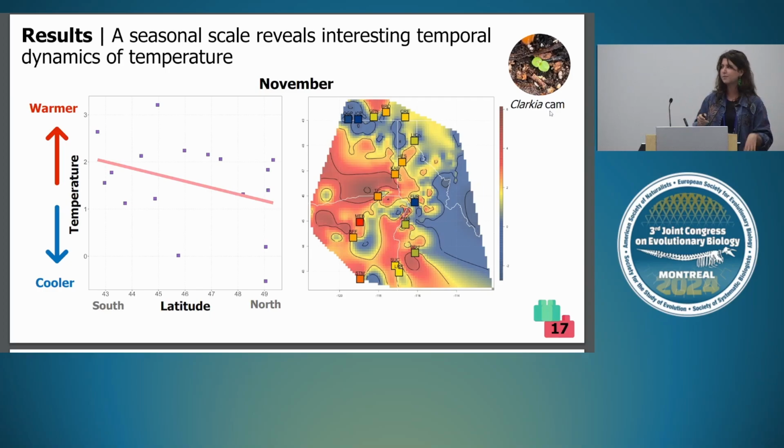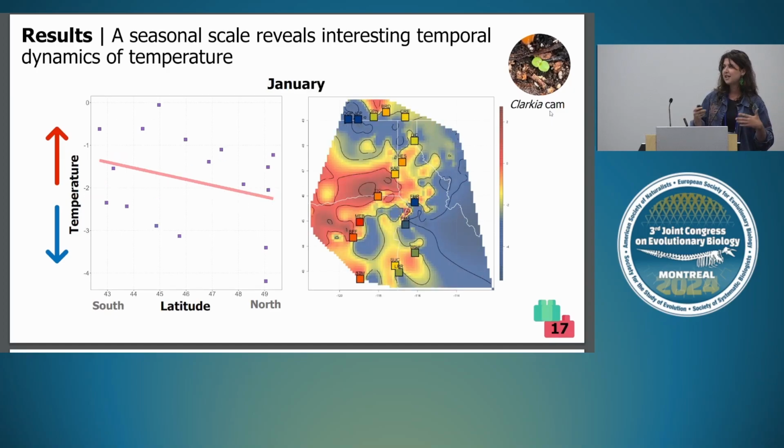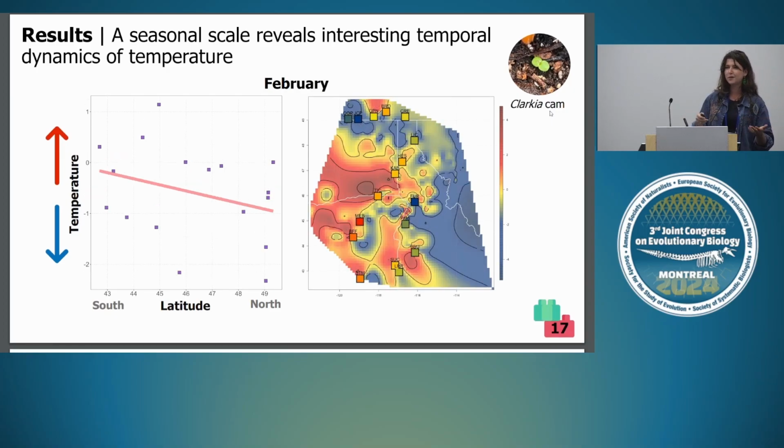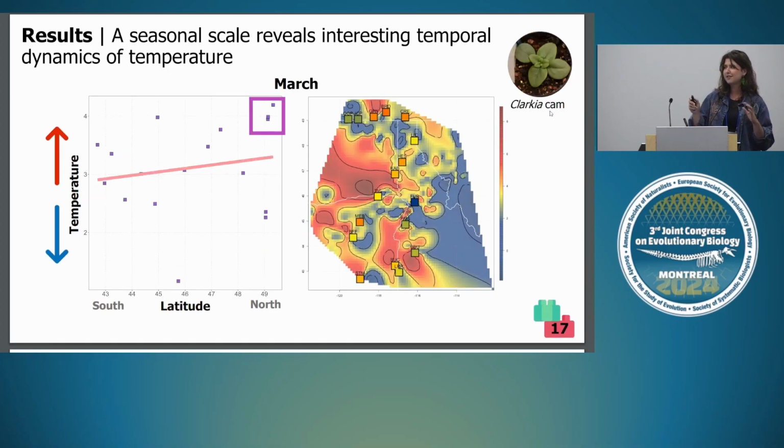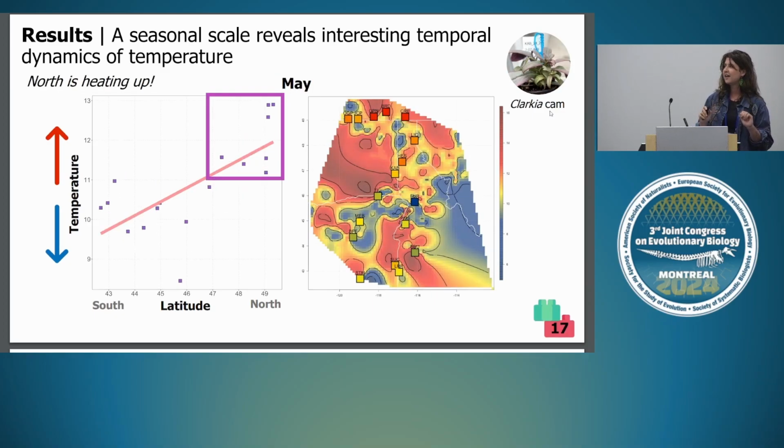And I have a line of best fit, basically trying to show y'all what's going on with the pattern throughout the landscape. So in November, December, not really a trend. January, not really a trend. February, again. March, it starts to see like the north is heating up a little bit. Same thing in April, there's starting to be a pattern. And really in May, you see this trend that the northern populations are warming up quicker than the southern populations.